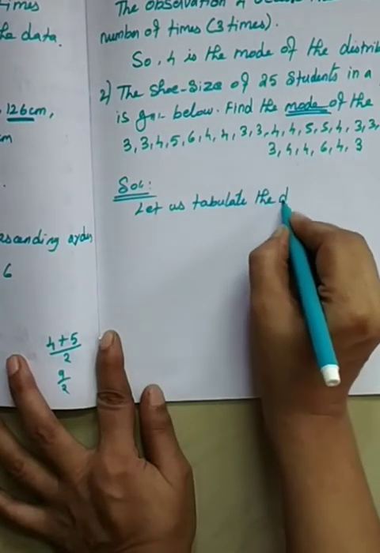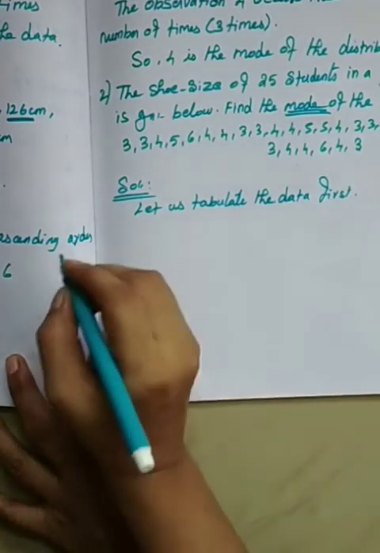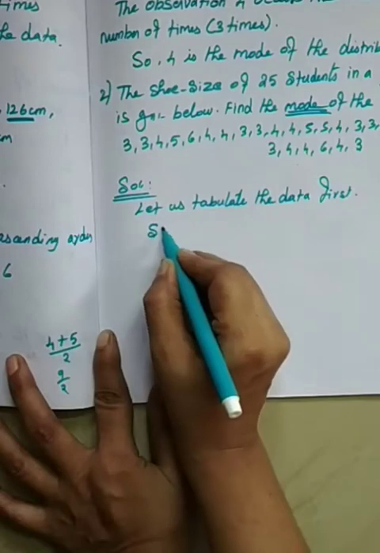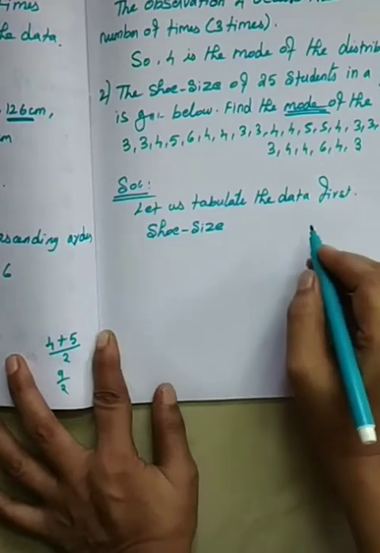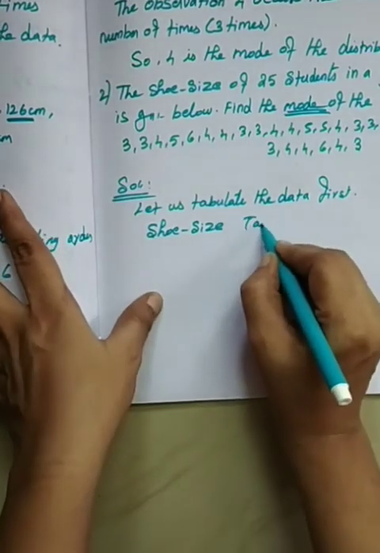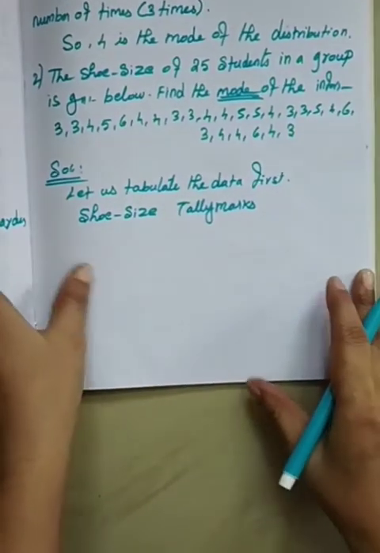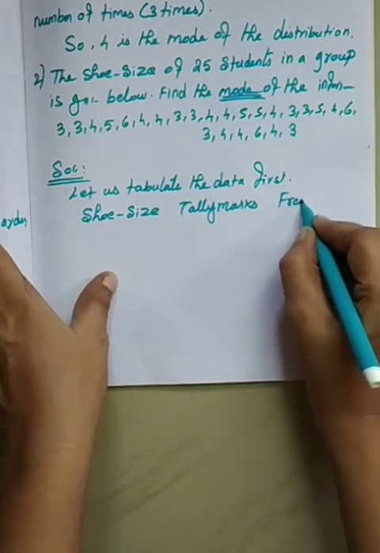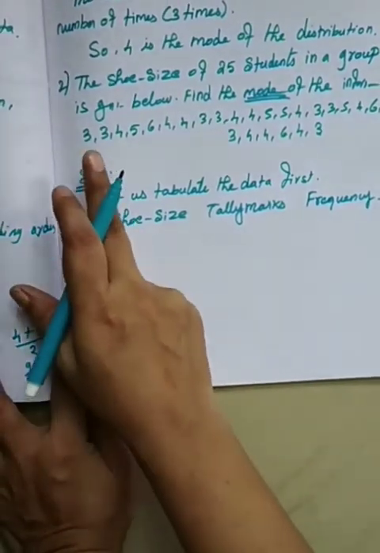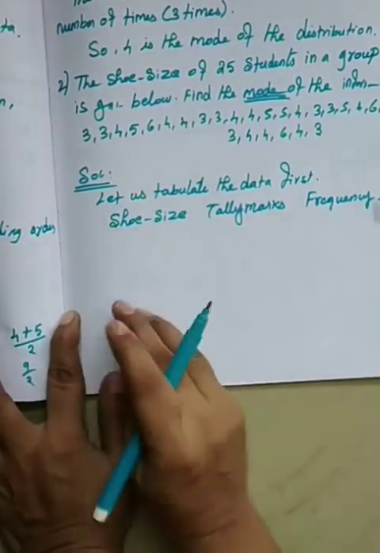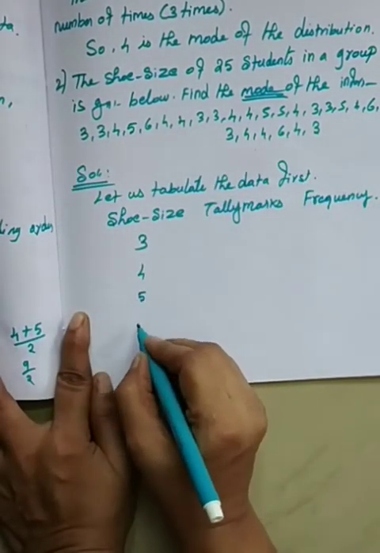Tabulate the data first. See here, first the shoe size, then tally marks, then frequency or otherwise total. The shoe sizes are 3, 4, 5, 6 only. Right? See, 3, 4, 5, 6.